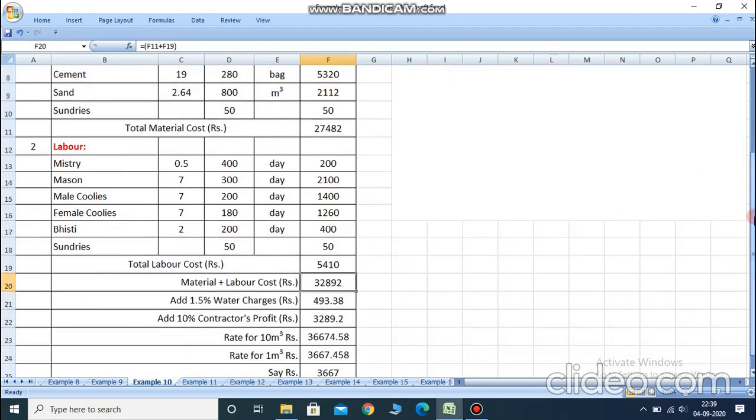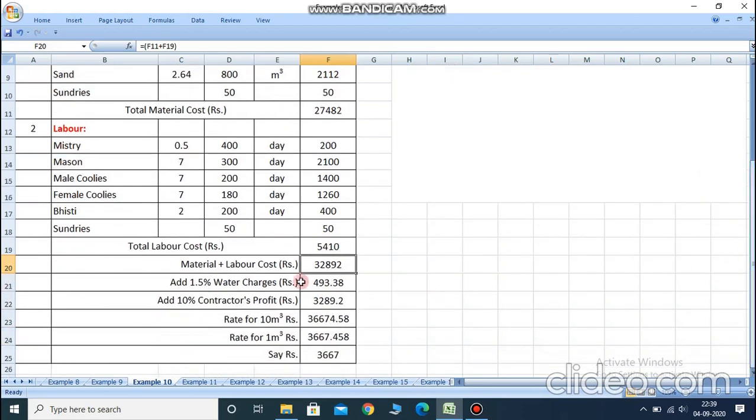Now here we require water. So we include 1.5% as water charges. So 32,892 multiplied by 1.5%. So 493.38 is the water charge for the 10 meter cube brickwork of ratio 1:4. And 10% contractor profit.